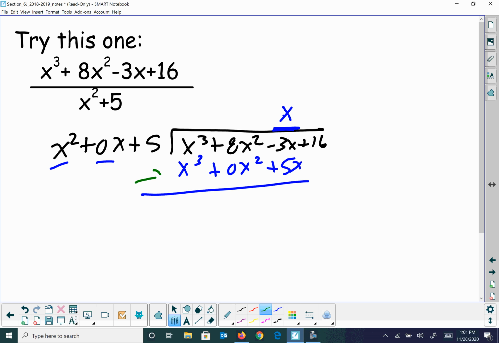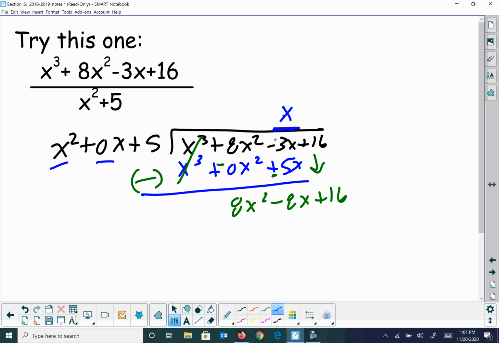Okay, make sure we're subtracting. X squared minus x squared, those cancel. That's going to become a minus there, so that's 8x squared if I subtract that. And this becomes a negative 5, so that's a negative 8x. Bring down the 16, that's positive 16. Make sure to bring the sign.